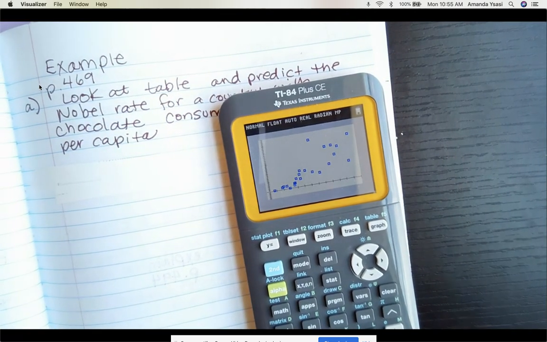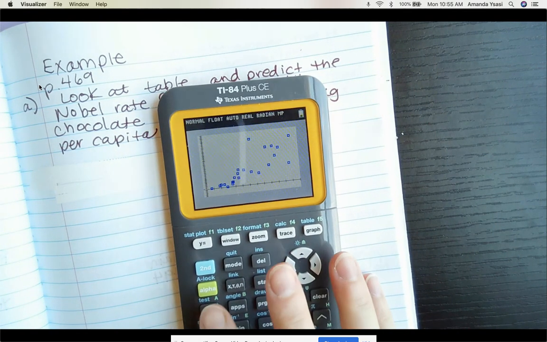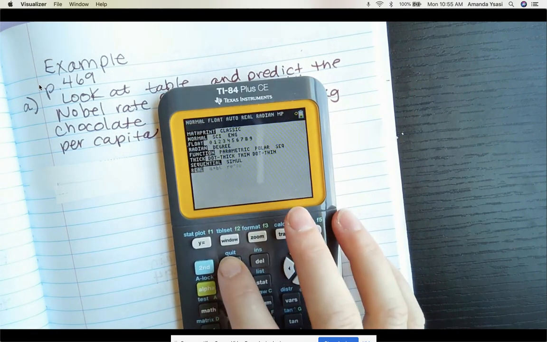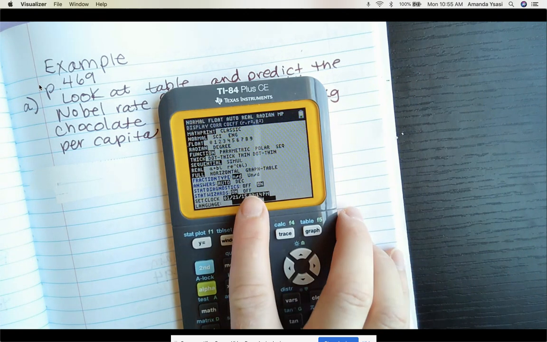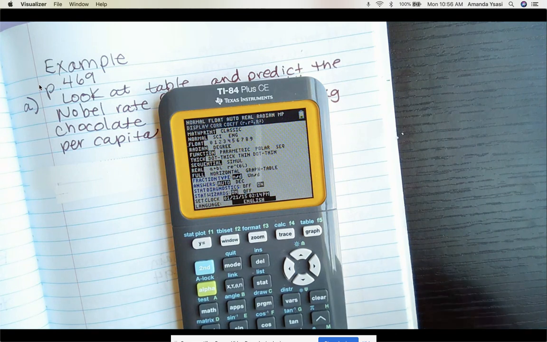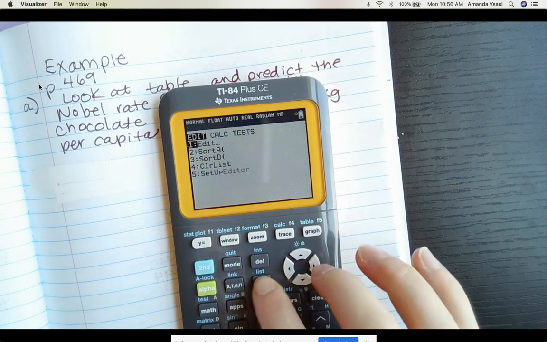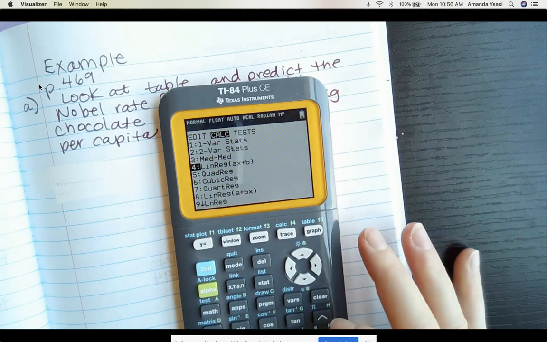Now we want to do our regression equation. One thing you do want to check is that on your mode, your stat diagnostics are on. If you don't have those on, you won't get the R, and we need the R to know if it's a good model or a bad model, if it's a real correlation. Once you do that, then you go to stat, calc, linear regression.